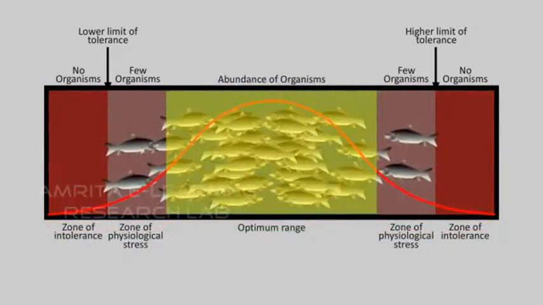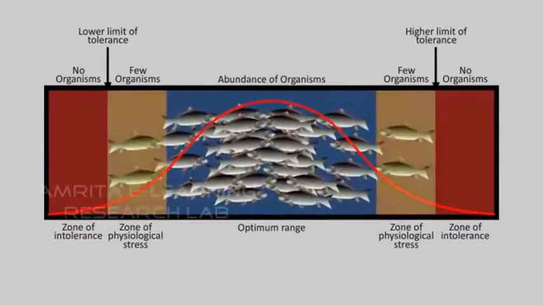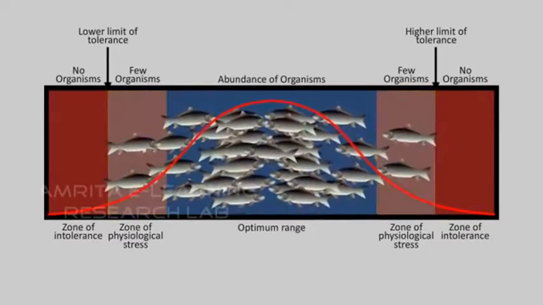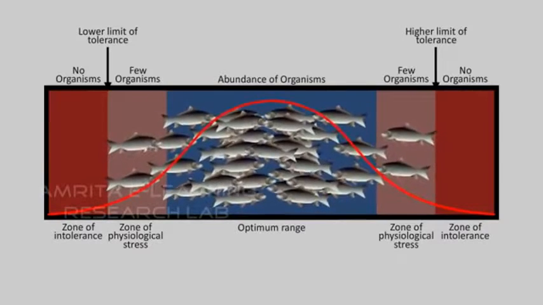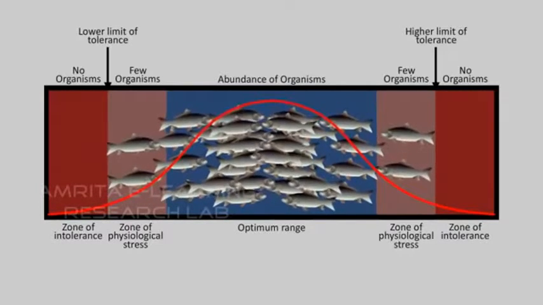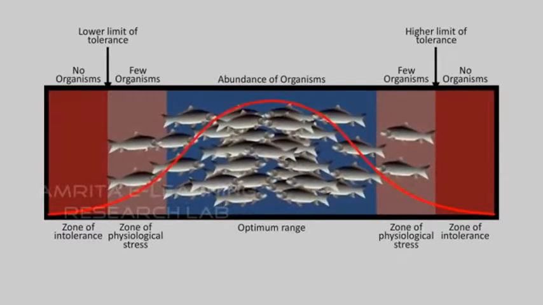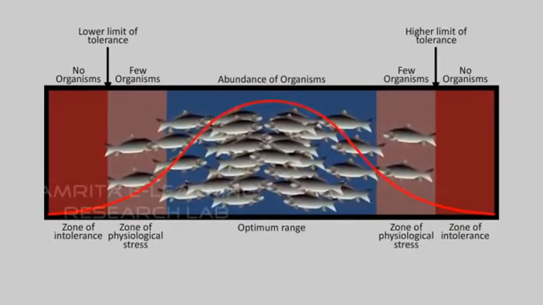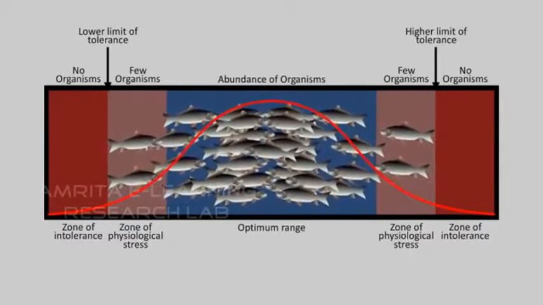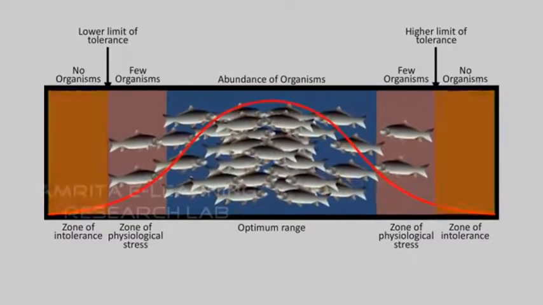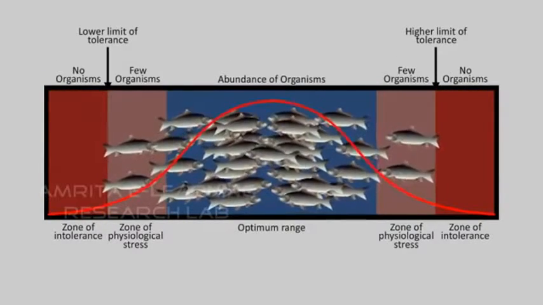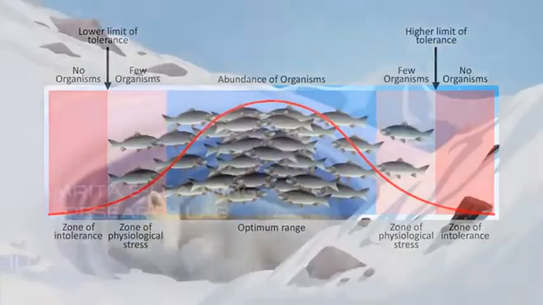Within the broad zone of compatibility, there are regions of physiological stress on either side nearing the zone of intolerance. Organisms feel uncomfortable when the environmental factors near this zone of physiological stress and try to get away from the situation. When the environmental factors approach the zone of intolerance, only a few of the most fit organisms can survive.